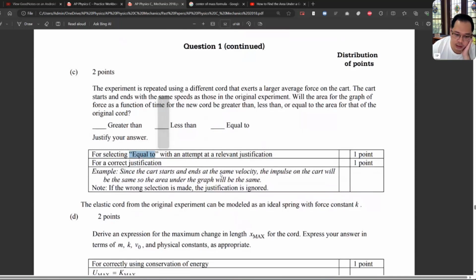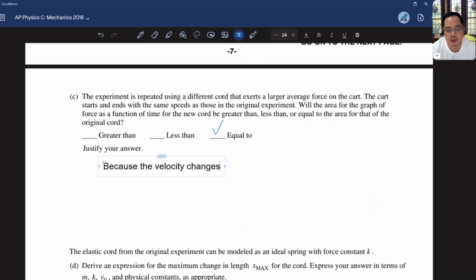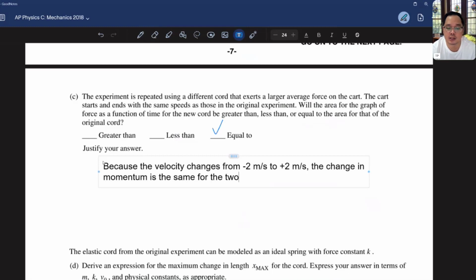Since the cart starts and ends at the same velocity, the impulse of the cart will be the same as the area, and the graph will be the same. Okay, that's the answer. Basically the same as my explanation earlier, okay? Because the velocity changes from minus 2 meters per second to positive 2 meters per second, the change in momentum is the same for the two cases, okay?